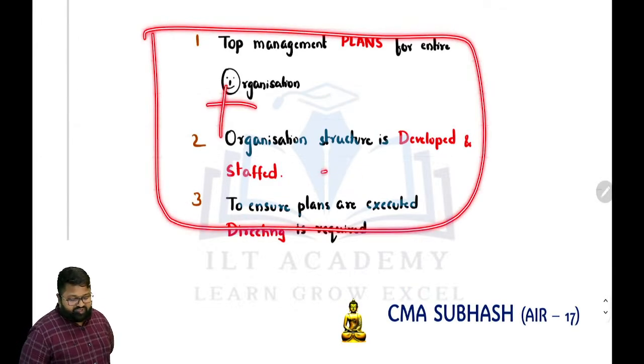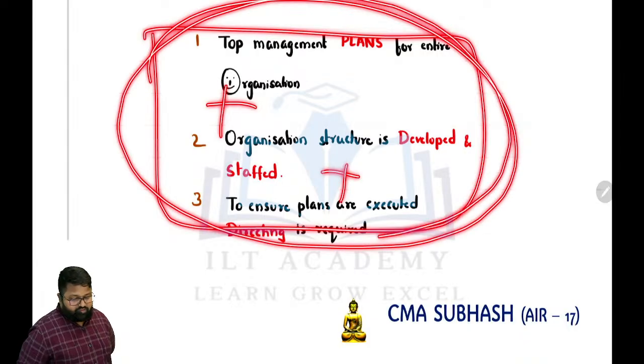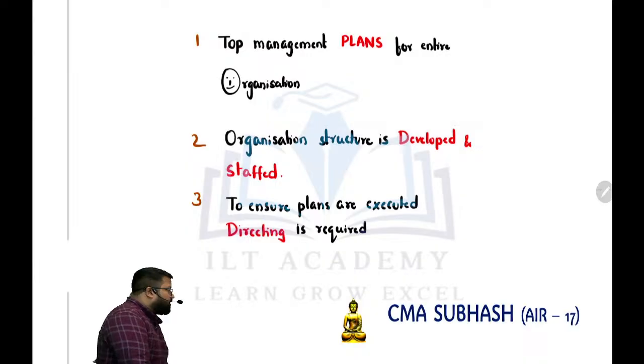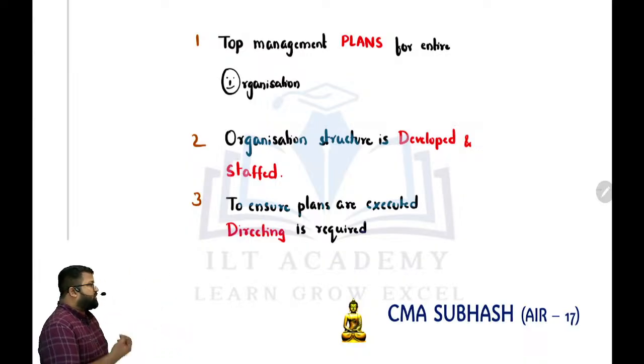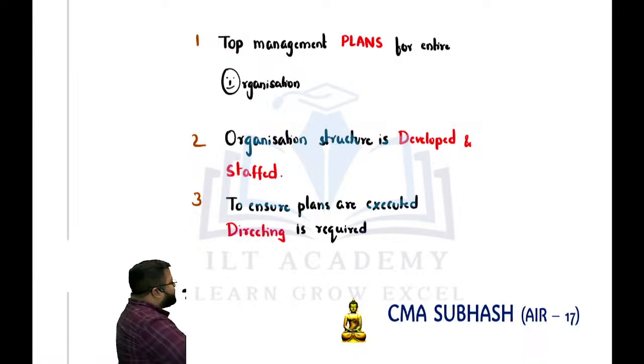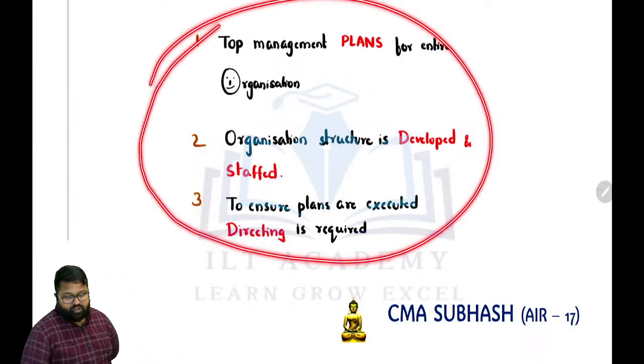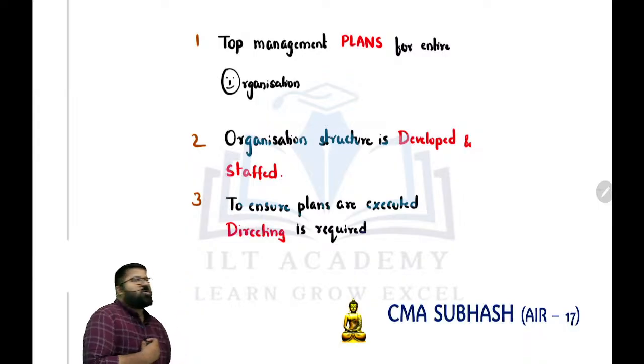But for these 3, what is required? Coordination is required. What should I plan, whom should I require, what type of staff is required, what resources do I require, and who should supervise? For all these things, what is required? Coordination and cooperation. That's it.